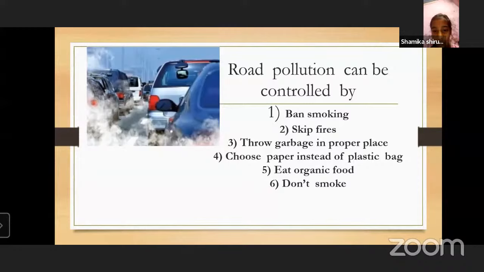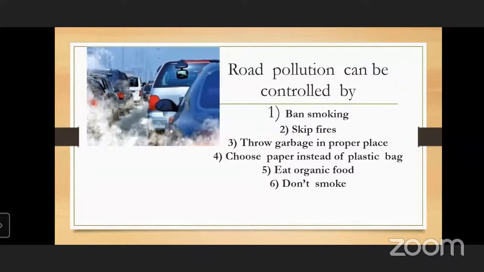Throw garbage in the proper place, choose paper instead of plastic bags, eat organic food, don't smoke. Yes, all these points are related to road pollution. So the first point is road pollution.